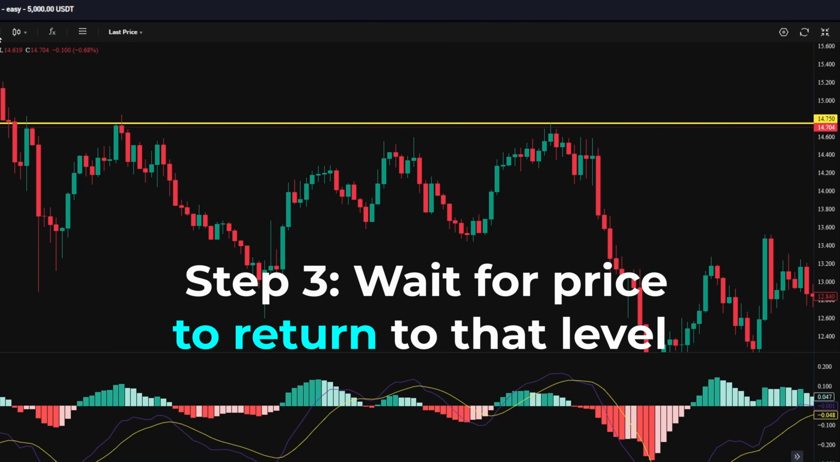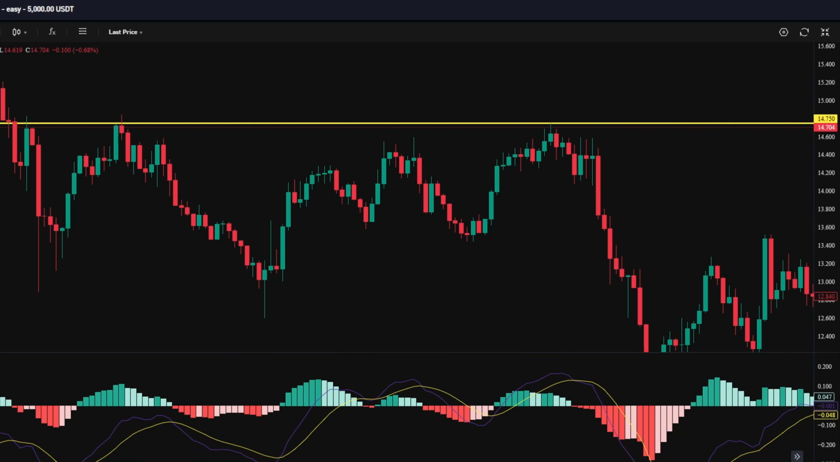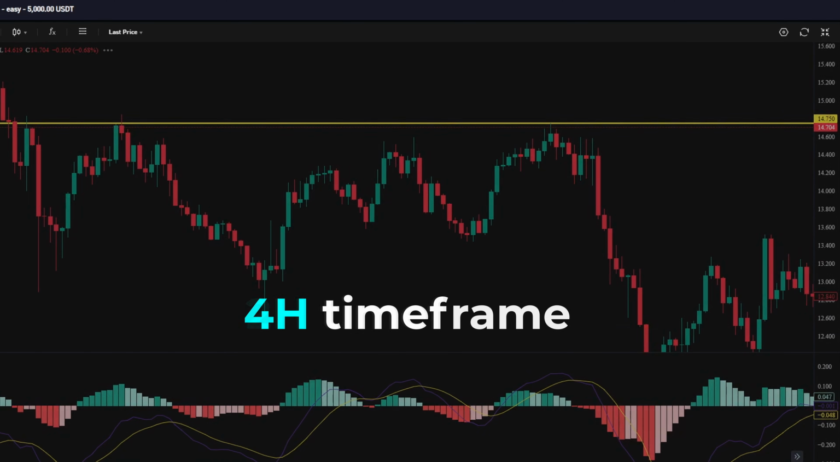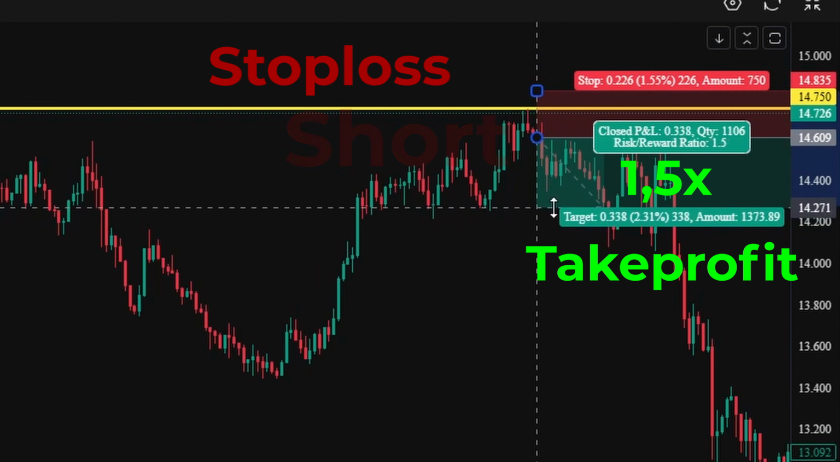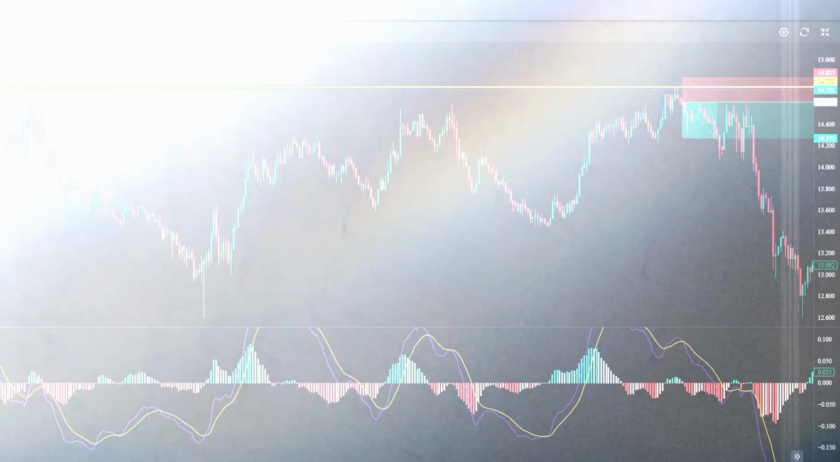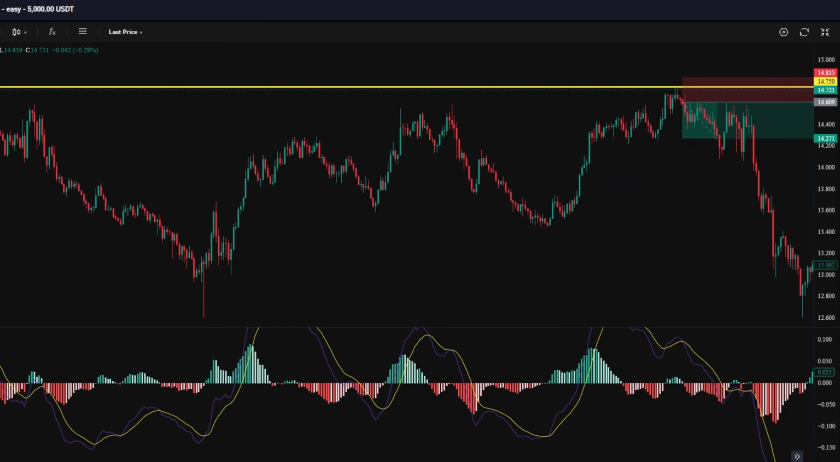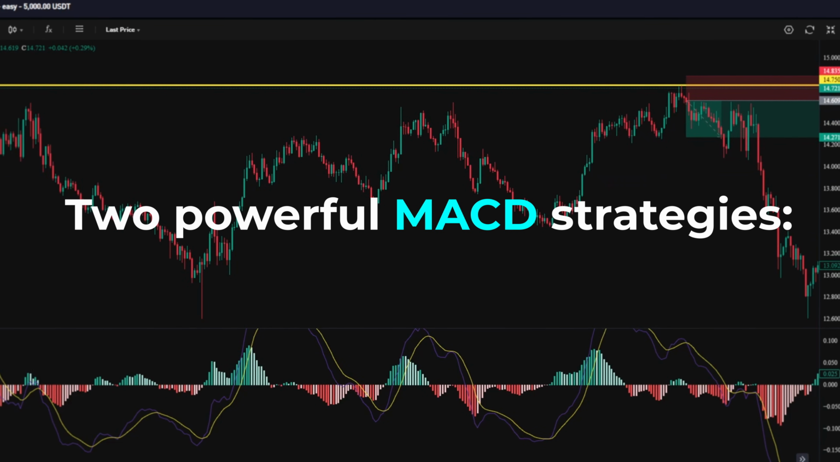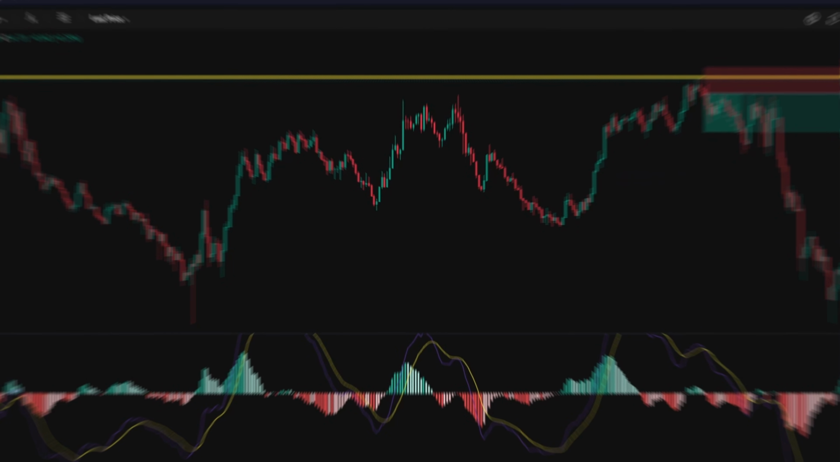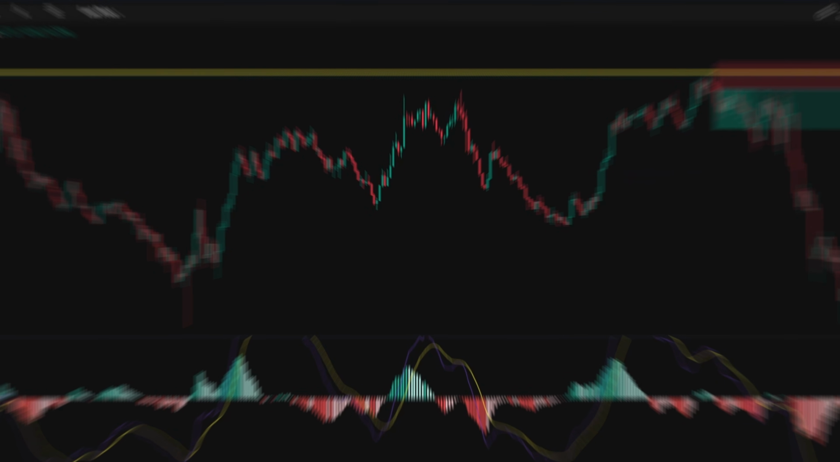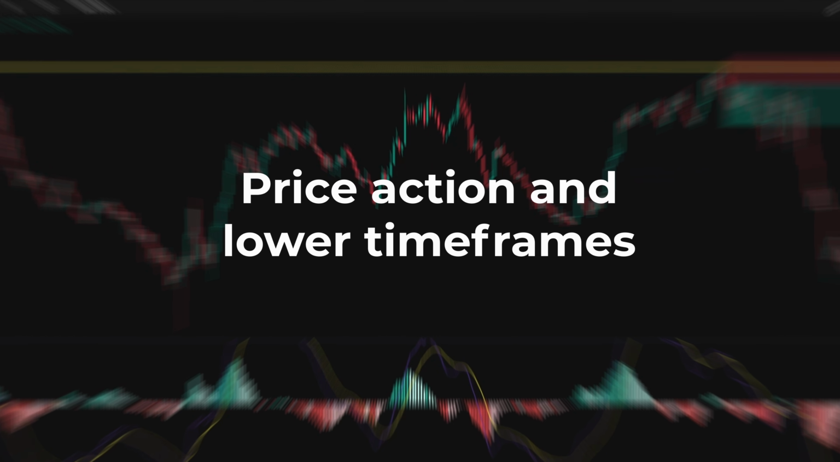Example: on the 4H, price touches resistance. You zoom to 2H and get a MACD cross downward. Enter short with better timing, set stop above resistance, and take profit at 1.5x risk. This technique works both ways, for shorts and longs. So there you have it, two powerful MACD strategies. First, a simple, beginner-friendly approach using the 100 EMA. Second, a more advanced method with price action and lower time frames.